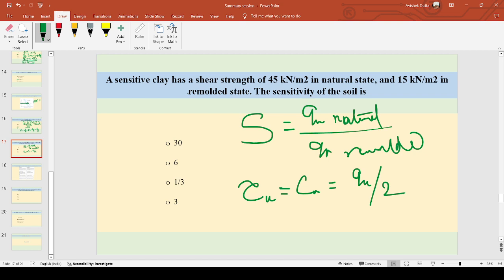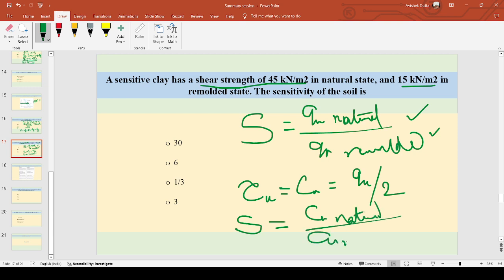So we have the shear strength given over here. If we divide by 2 in the numerator and denominator both, or QU equals 2 into CU, we get a modified formula of CU natural by CU remolded. And what is CU? CU is the undrained shear strength, or the shear strength given over here. So it will be 45 divided by 15. It will give us a value of 3.